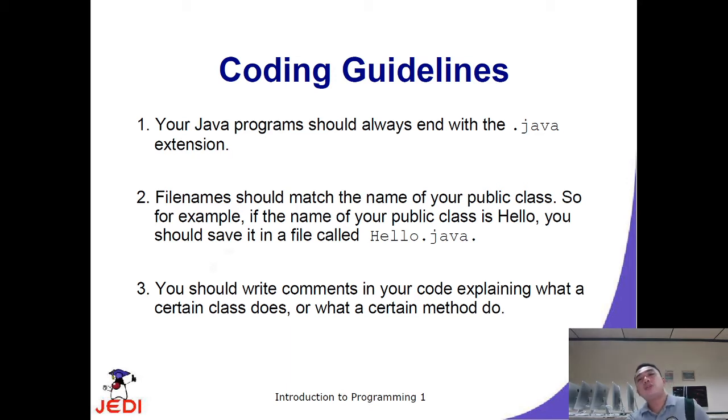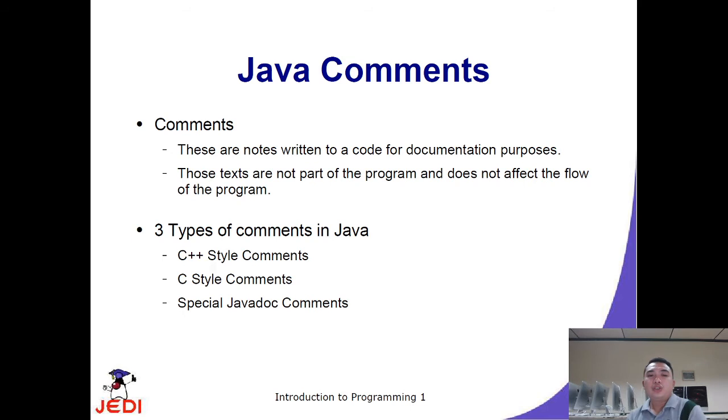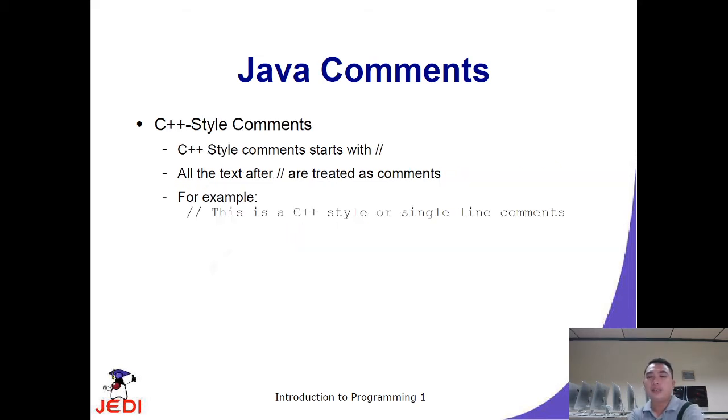Basically, you also write your name in the comments at the start of your code. We'll explain later. So as I've said, Java comments are notes written in code for documentation purposes. They are not part of the program and not part of the code. They will not affect the flow of the program. There are three types of comments in Java: the C++ style comments, the C style comments, and special Javadoc comments.